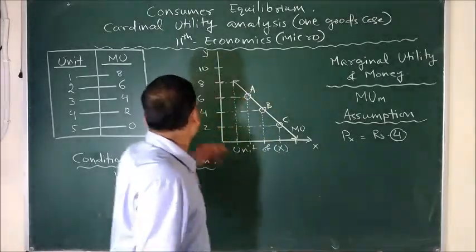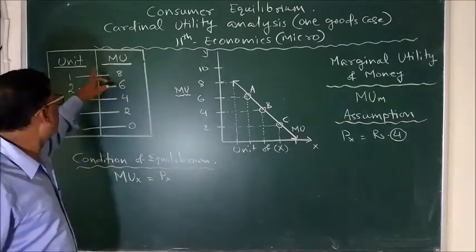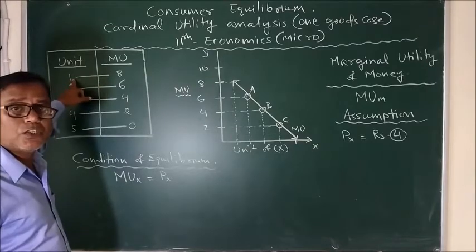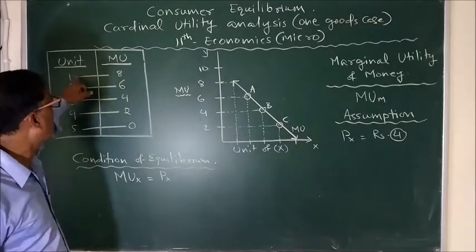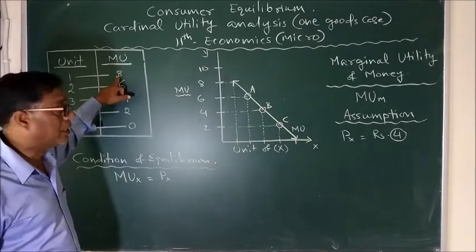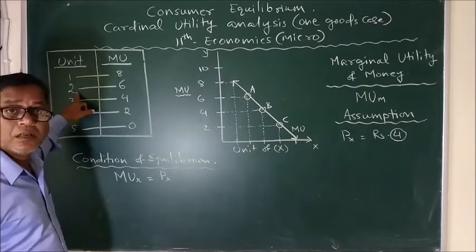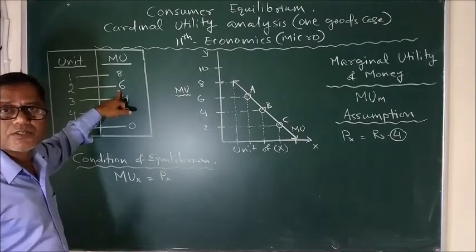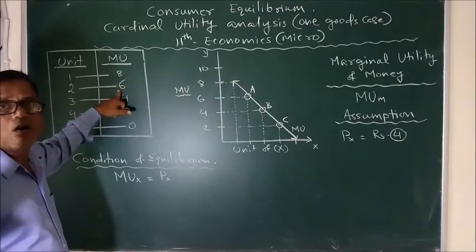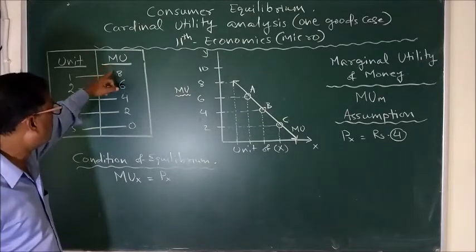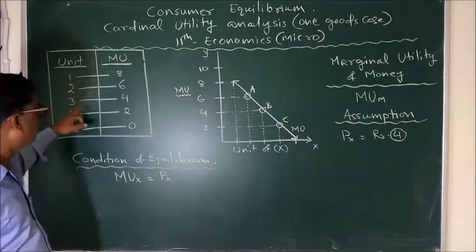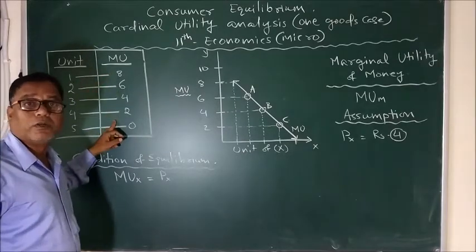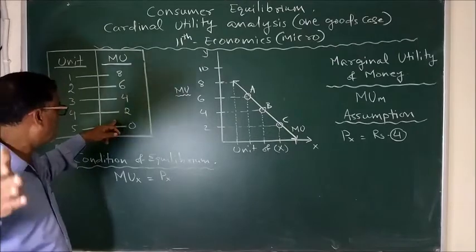Thus, coming to the imaginary schedule that we have made here: when the consumer is consuming the first unit of X, he is getting 8 utils of utility. When he is consuming the second unit of X, the utility is reducing due to the operation of the law of diminishing marginal utility. Here you can notice that as the consumer is increasing his consumption one after another, the resultant marginal utility is going on falling and falling.